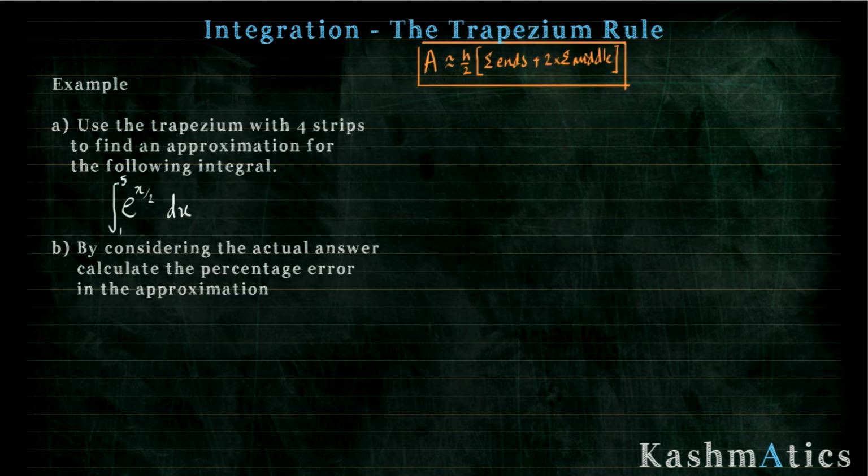It says use the trapezium rule with 4 strips to find an approximation for the following integral, and that's e to the half x. And then what we're going to do is, by considering the actual answer, we're going to calculate the percentage error in the approximation.